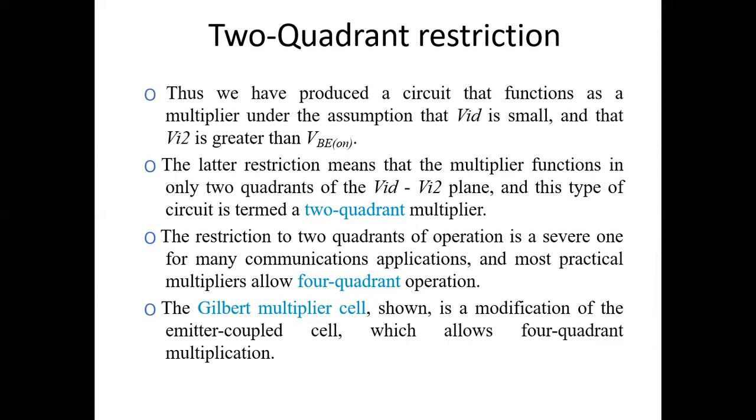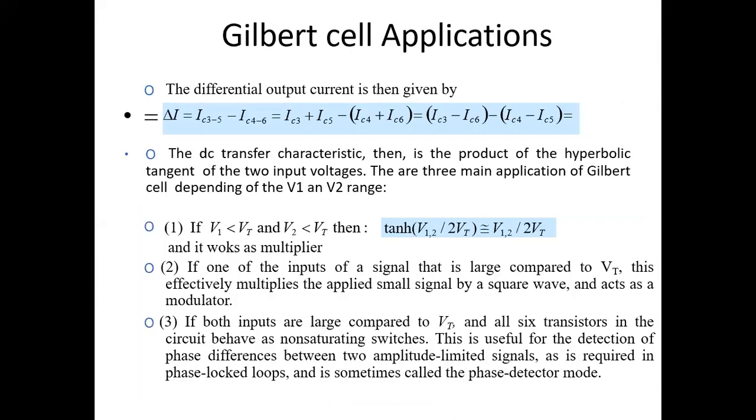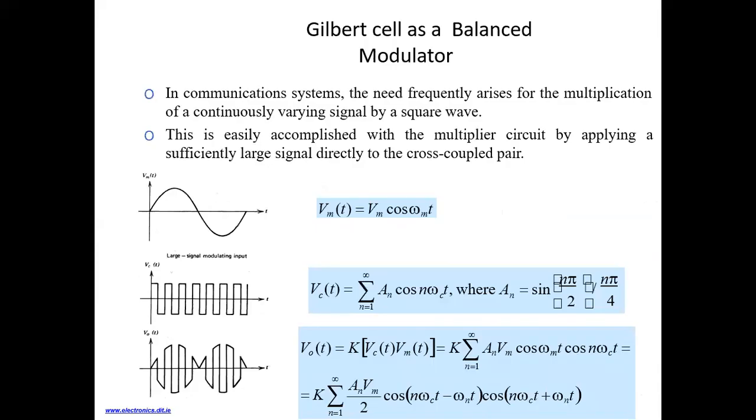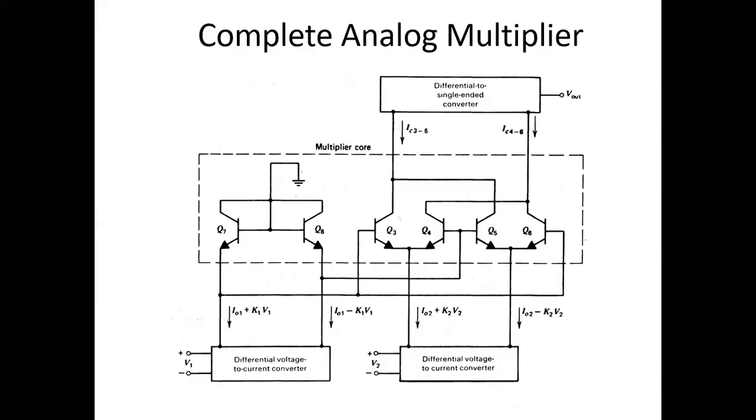And the most practical multiplier options. For reducing the two quadrant restriction, we go for the Gilbert multiplier cell. This cell is the basis for most integrated circuit balanced multiplier systems, which have four quadrant output. These are the multiplication and a complete analog modulator process. So this is the basic model.